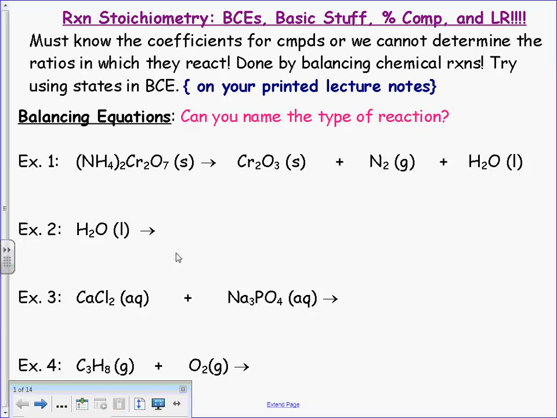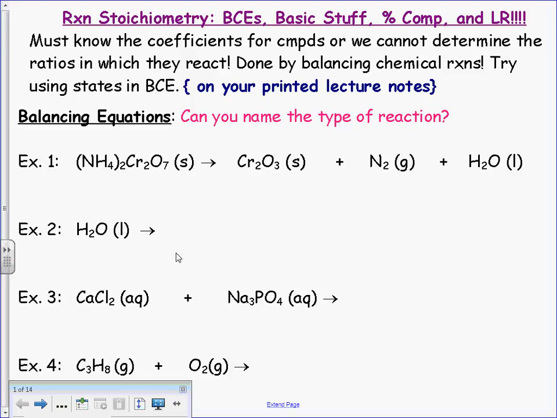All right, so whenever we're having reaction stoichiometry going on, we have to have a reaction. So you have to have a balanced chemical equation, BCE, before we can begin. The only thing that I just want to quickly review is the type of reaction each of these are representing. So number one here, what kind of reaction is this of the 5 types of reactions?